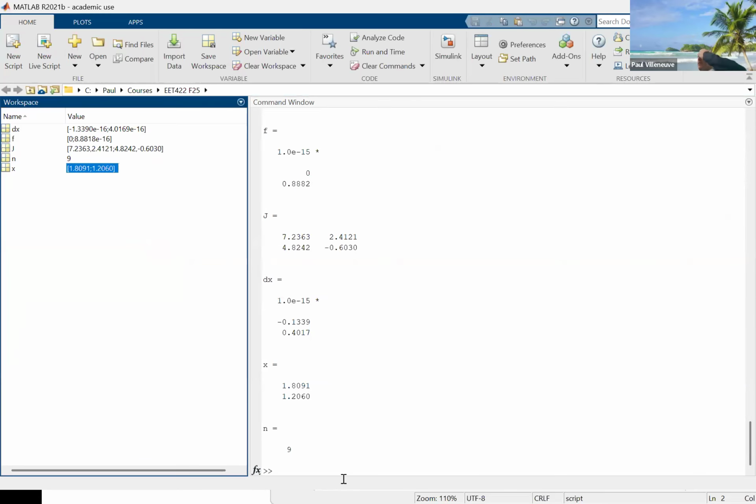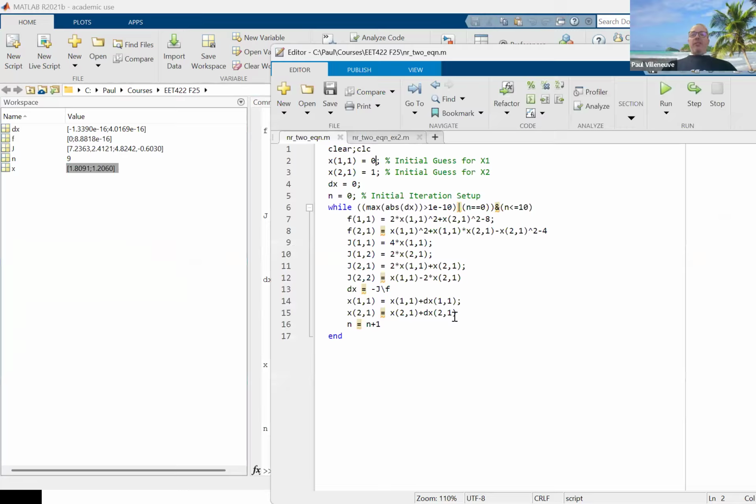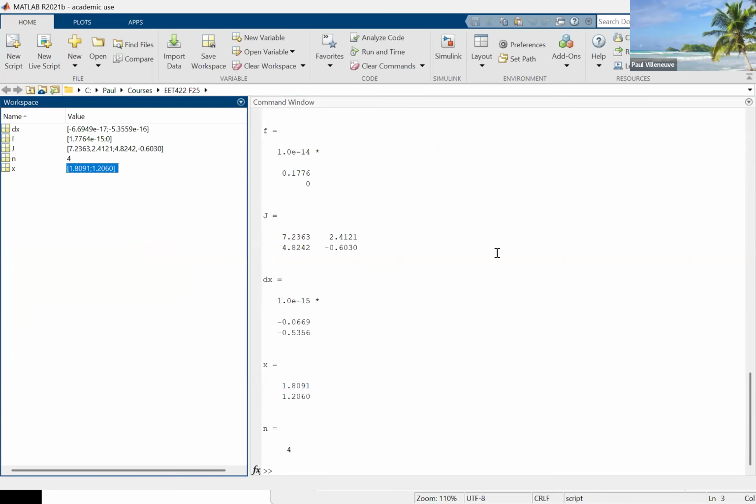So it still got there from here, right? It still got to pretty much the same answers, but you'll notice it took 9 iterations. Okay. So if you go 1.8 and 1.2, and you run it, it only took 4 iterations. So the closer your initial guess is to a valid solution, the more efficient this process is. Now, for us, doing a simple one like that is no big deal.